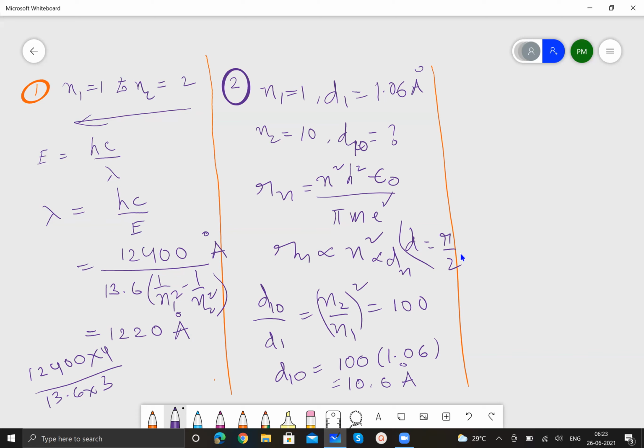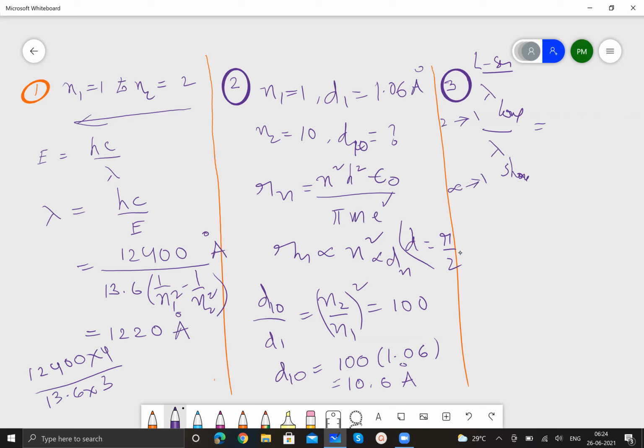Then question number 3. Find the ratio of the longest wavelength in the Lyman series to the shortest. In Lyman series, longest corresponds to 2 to 1. Shortest corresponds to infinity to 1.